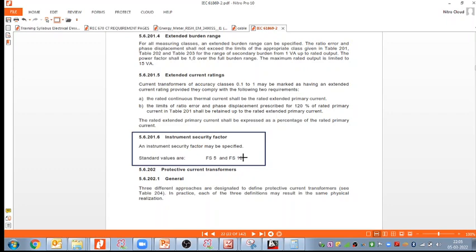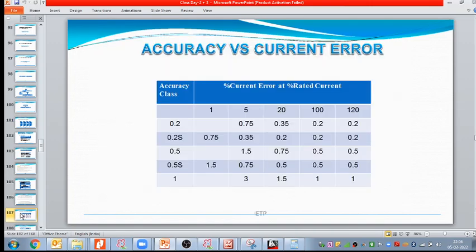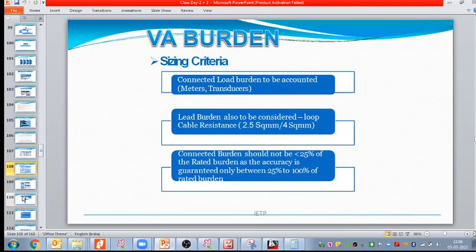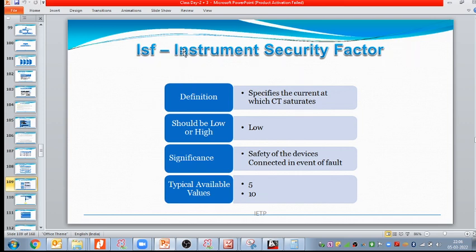The CT core will transmit to the secondary side that much, and after that the core will go into the saturation state. When the core is saturated, that particular core will not work, and at the event of the fault, the connected instrument and cable will be protected. I hope this is clear. So instrument security factor, we can understand by this also. ISF definition: it specifies the current at which the CT core saturates, right?